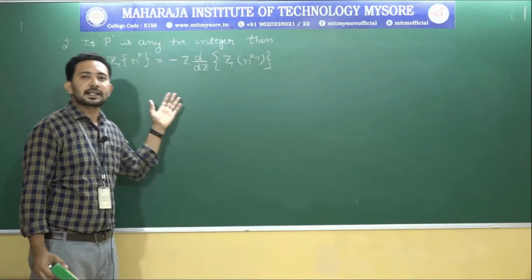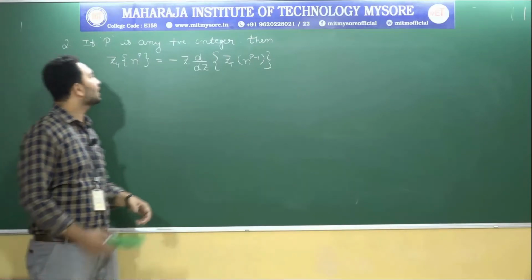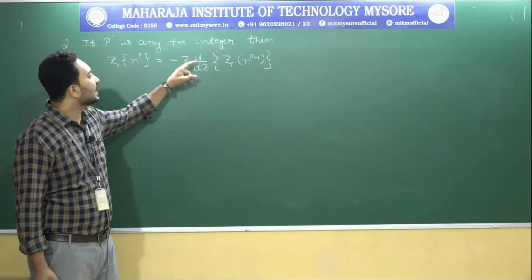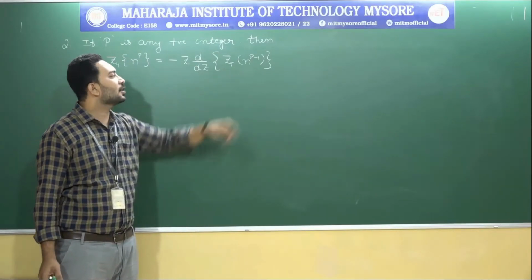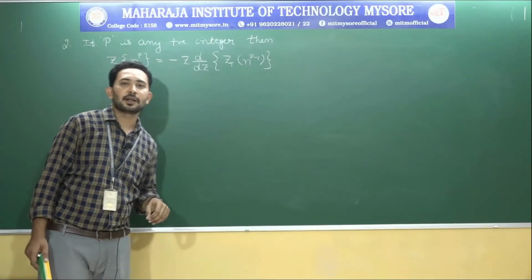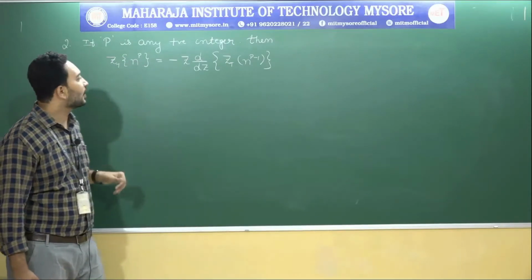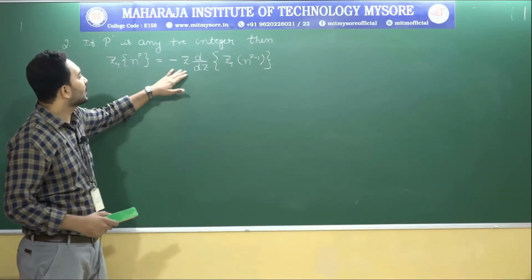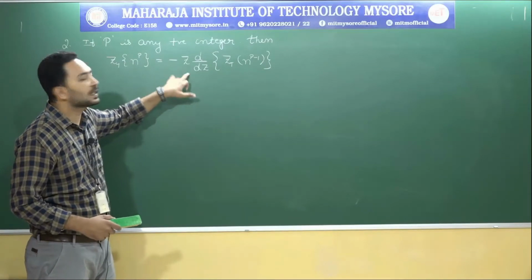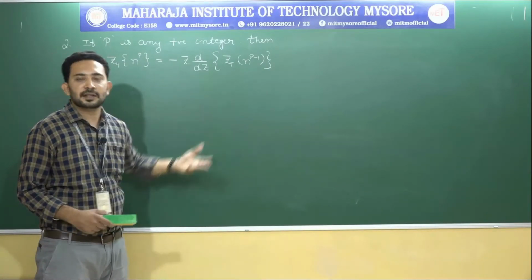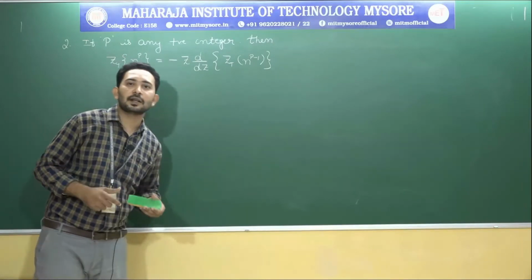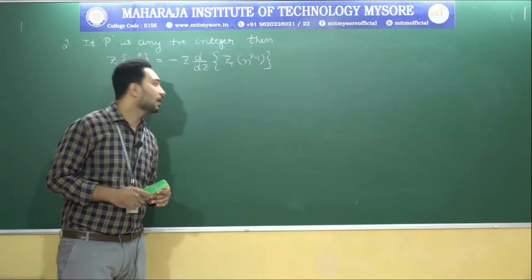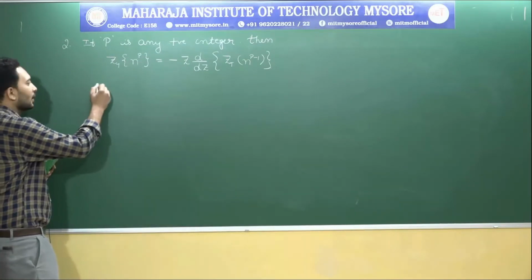Here is the second one, that is if p is any positive integer, then the z transformation of n power p equals minus z d divided by dz, z transformation of n power p minus 1. So this problem is very important from the exam point of view, and also after solving this derivation, we'll use this derivation to solve some more sequences, that is the z transformation of n, z transformation of n square, z transformation of n cube, etc. Solution.